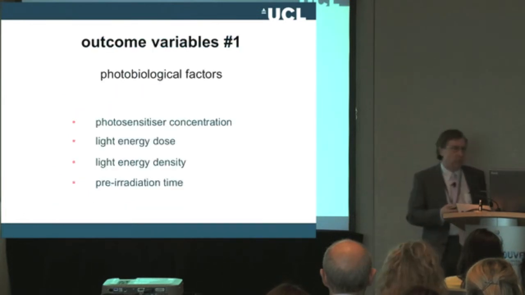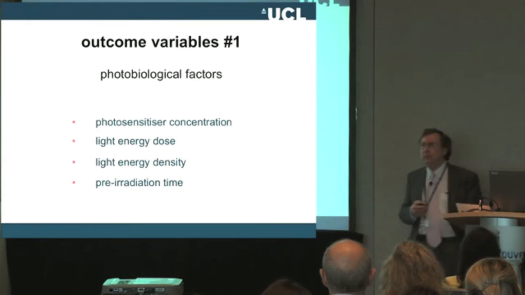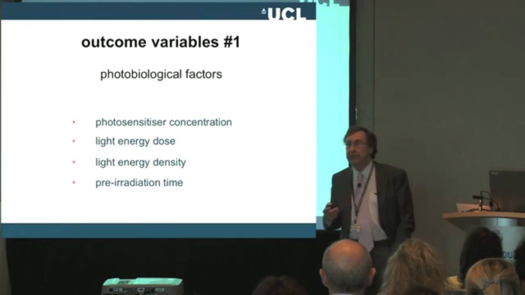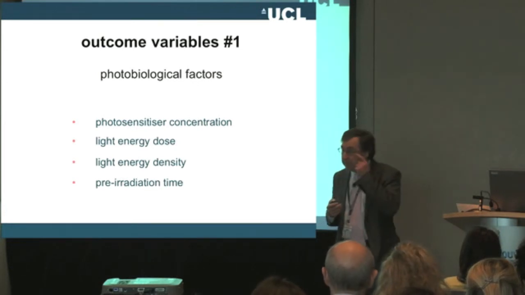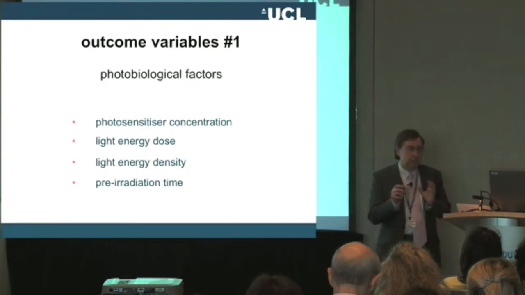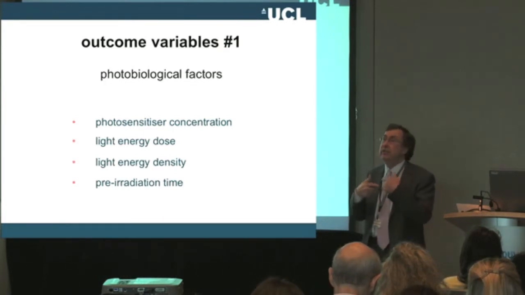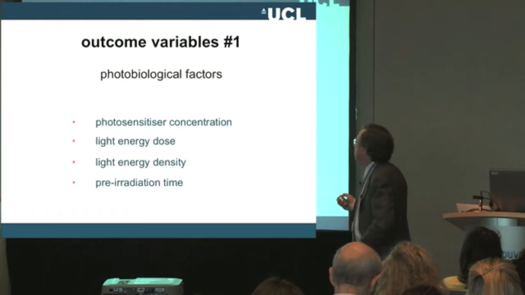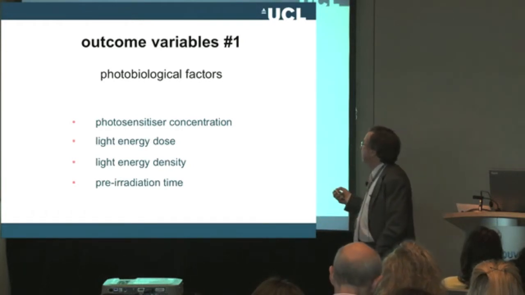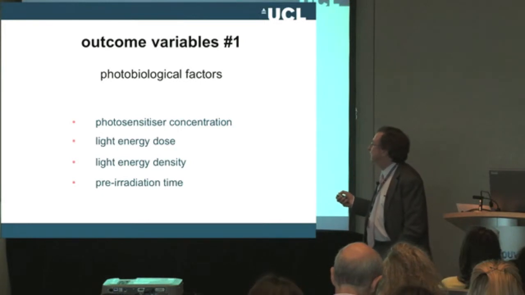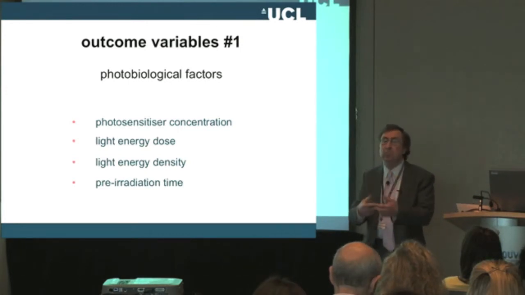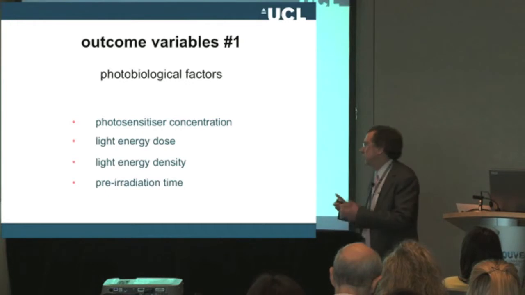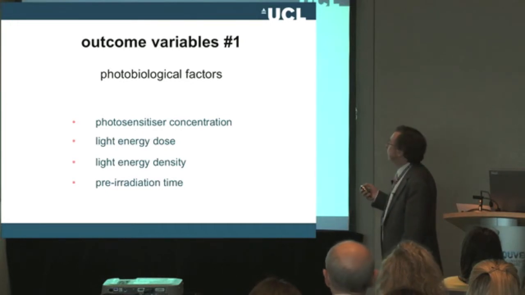But what are the factors which would influence the outcome of an interaction between light, a microbe, and a photosensitizer? Well, classically, the same kind of factors, the same kind of outcome variables that would apply to an antibiotic, except you've got the additional factor of light. First of all, you have photobiological factors: the photosensitizer concentration, the light energy dose, light energy density, and the pre-irradiation time. In other words, how long do you have to apply a photosensitizer to a microbe before it becomes sensitized to killing?